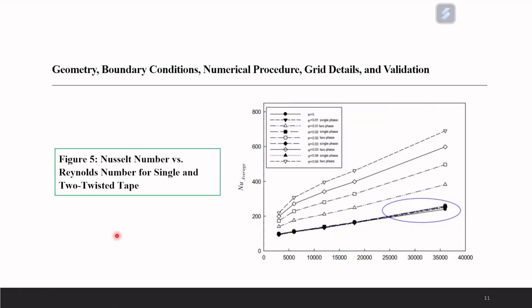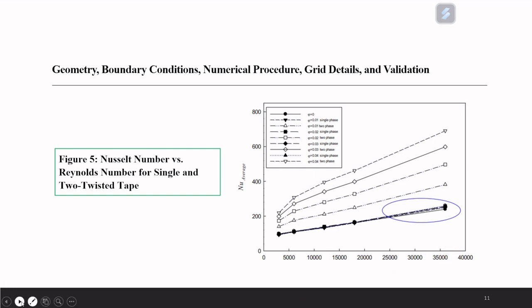In graph 5, Nusselt number versus the Reynolds number for the single and two twisted tapes. So here, as you see, as the Reynolds number increases, the Nusselt number also increases, indicating better heat transfer at higher flow rates. The curve for the two twisted tapes lies above the other, meaning they provide higher heat transfer enhancement. On the other hand, this blue region emphasizes that at high Reynolds numbers above 30,000, the performance difference between the two phase and single phase models becomes more noticeable. The two phase model achieves a significantly higher heat transfer rate than the single phase model.